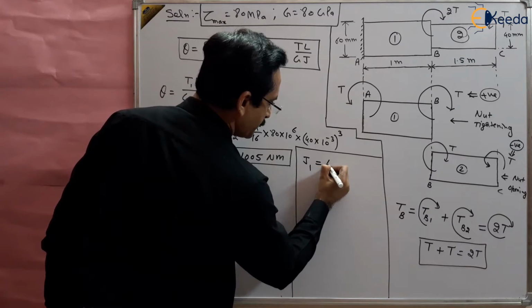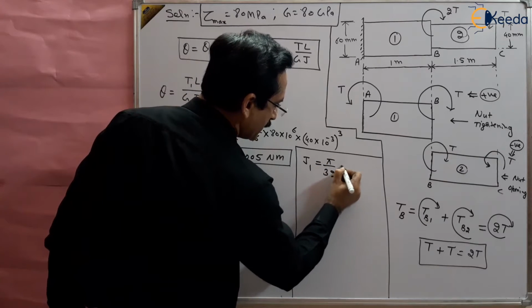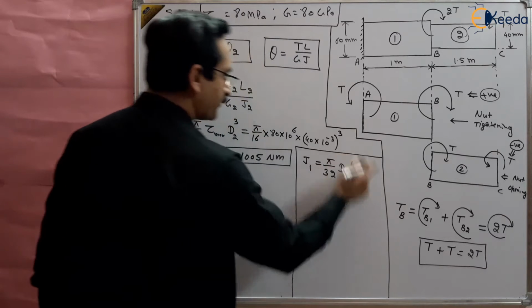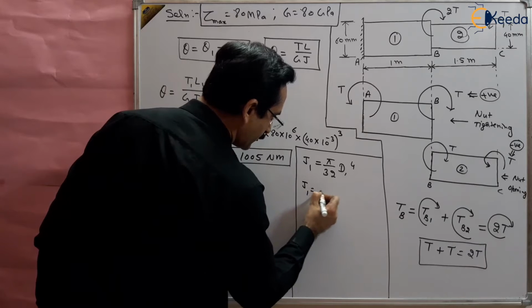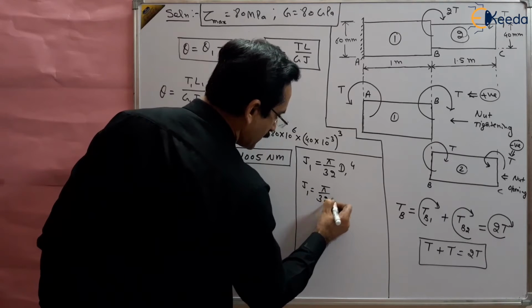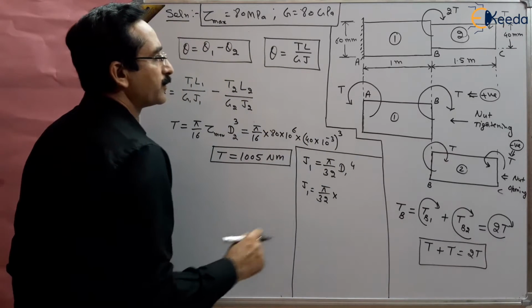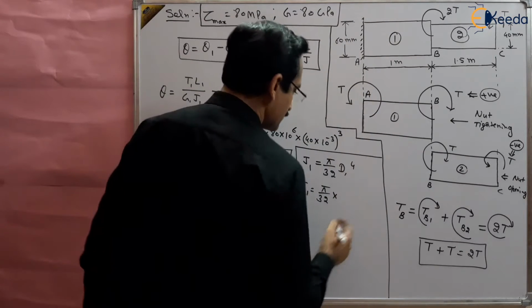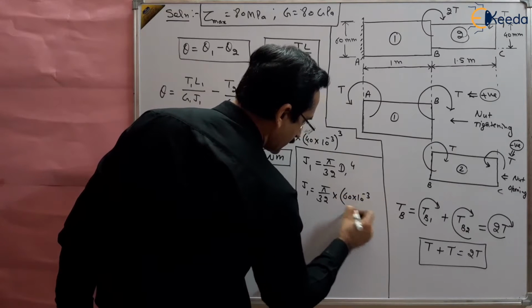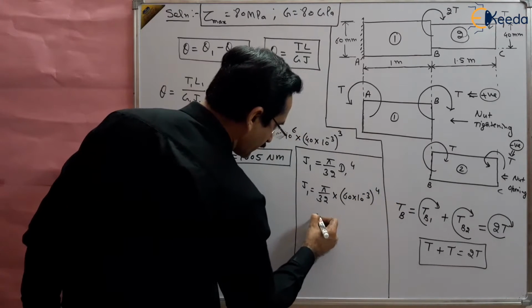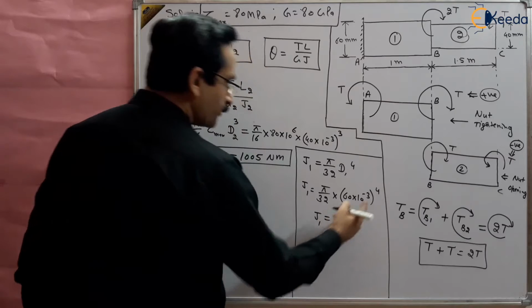What is J? That is pi by 32 d to the power 4. You know the formula for polar moment of inertia, pi by 32 d to the power 4. So J1 will be equal to pi by 32 d1, diameter of 1, that is 60. So 60 multiplied by 10 power minus 3 to the power 4. So from here we can find out J1, polar moment of inertia.